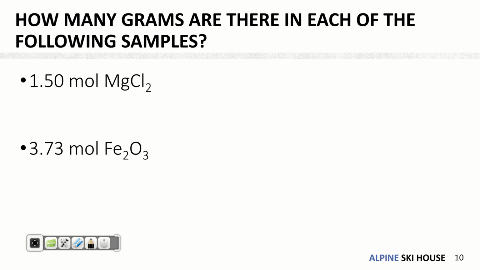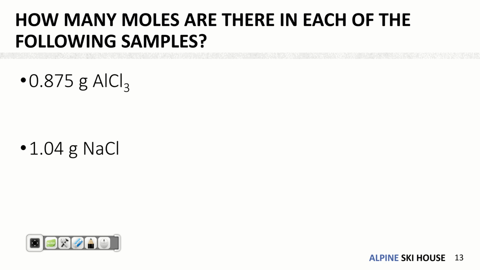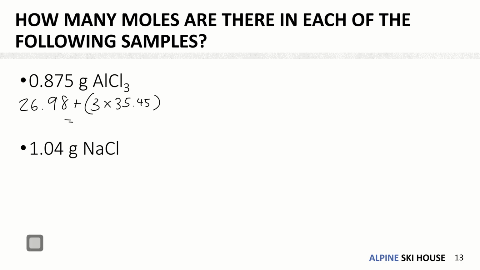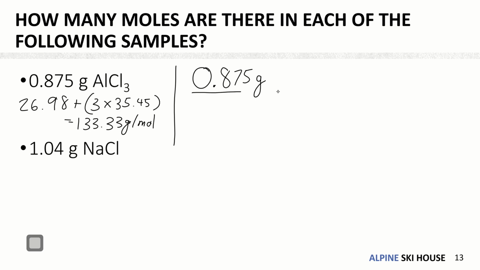All right, let's try going from the other way. What if I'm given grams? If I'm given grams, I basically am doing the same thing. I still need to figure out that molar mass. I know we found this one already, but I'll do it again. 26.98 plus 3 times 35.45 equals 133.33 grams per mole. For this one, I have 0.875 grams. That means I'm trying to change from grams to moles.